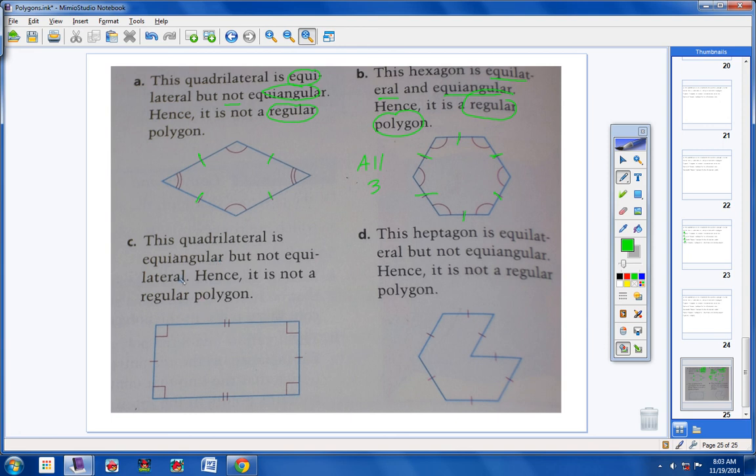This quadrilateral is equiangular but not equilateral. Look, we have four congruent angles. All of the angles are congruent. However, are all the sides congruent? No. So it's not regular. It is not equilateral. It is equiangular. Okay, over here, are all of the sides congruent? Yes. But are all the angles congruent? No. So this is an equilateral polygon, or an equilateral heptagon, you could call it, but it's not a regular polygon, and it's not equiangular.